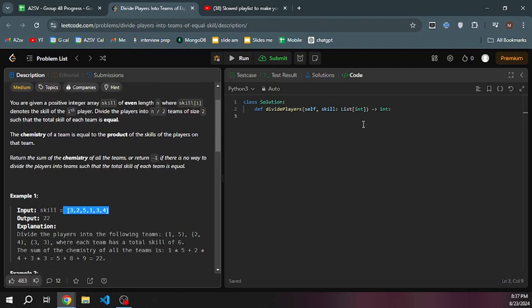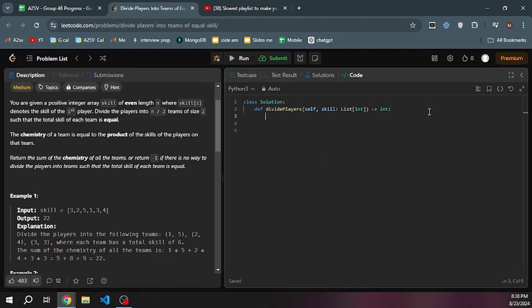That's the whole problem. Let me show you this example and we'll work together. Divide the players into the following teams: 1 and 5, 2 and 4, and 3 and 3. It means all of the teams have a total skill of 6, if you add them. But when we are returning, we are going to multiply: 5 times 1 plus 2 times 4, the same thing, 3 times 3. Then we add those things and return it.